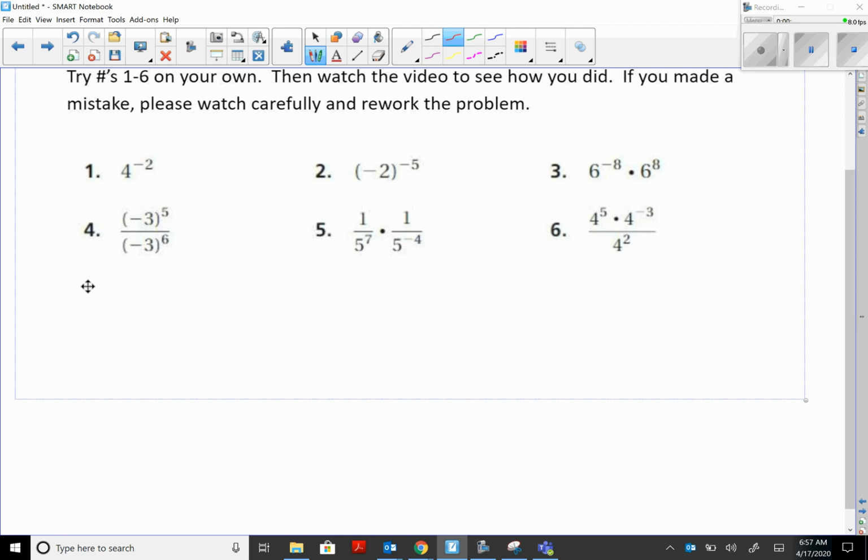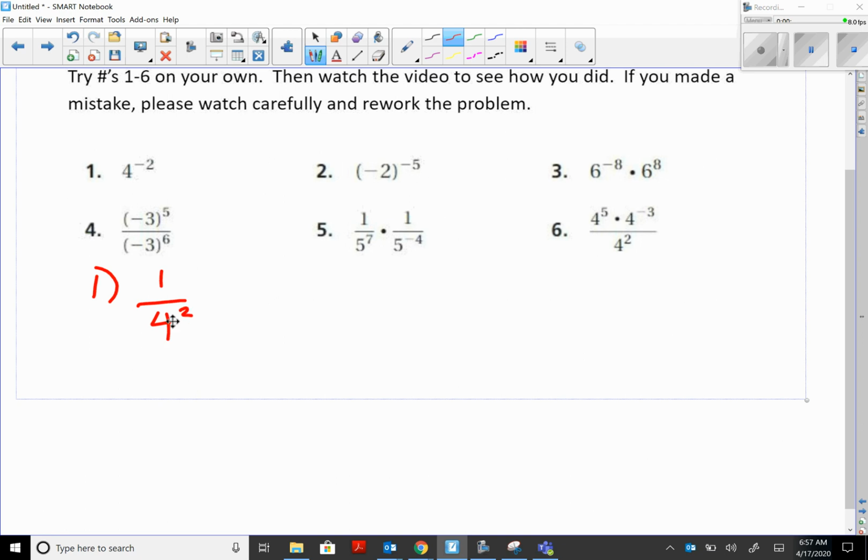It says 4 to the negative second power. So because I have that negative 2, I'm going to rewrite it as a reciprocal with a positive exponent. So I get 1 over 4 to the positive second power, which is 1 over 4 times 4. So my final answer is 1/16.